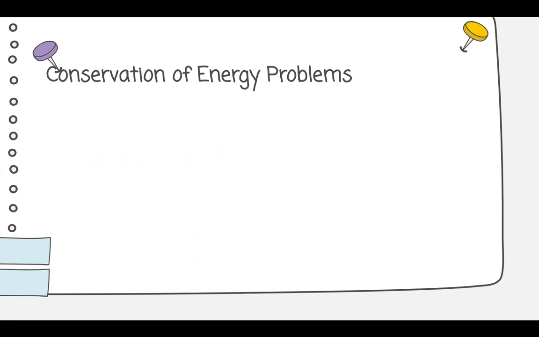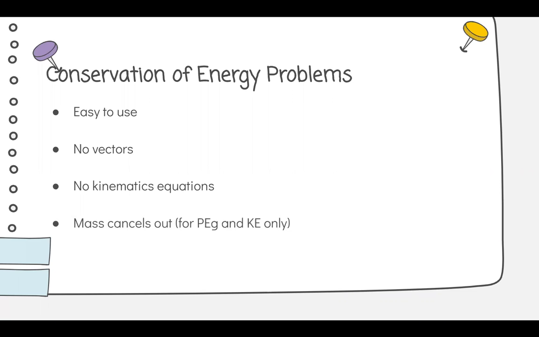I know it's going to sound silly. This is going to be an easier to use thing than most other problem solving methods. And the reason conservation of energy is beloved by physics students is that there are no vectors. So you're not going to have to do things like sine, cosine, tangent. The direction isn't going to matter. There's no kinematics equations involved here. For the examples you and I are working on right now, it actually even cancels out the mass.